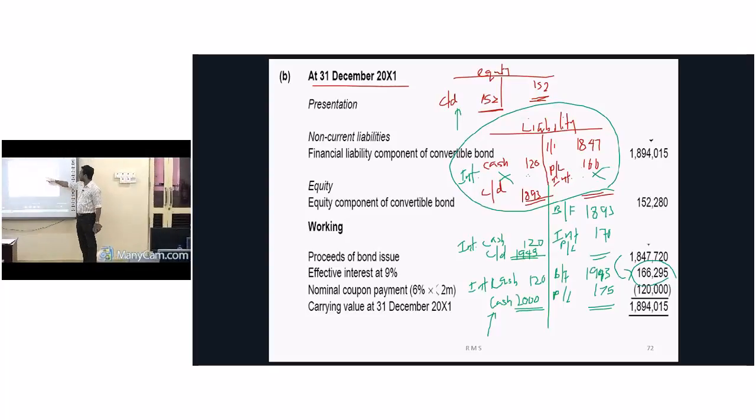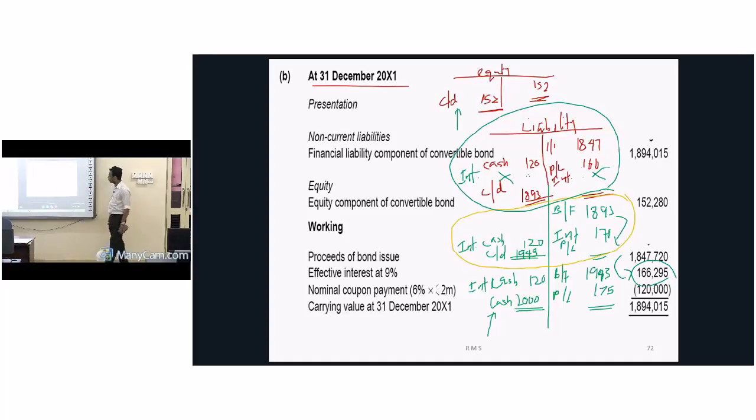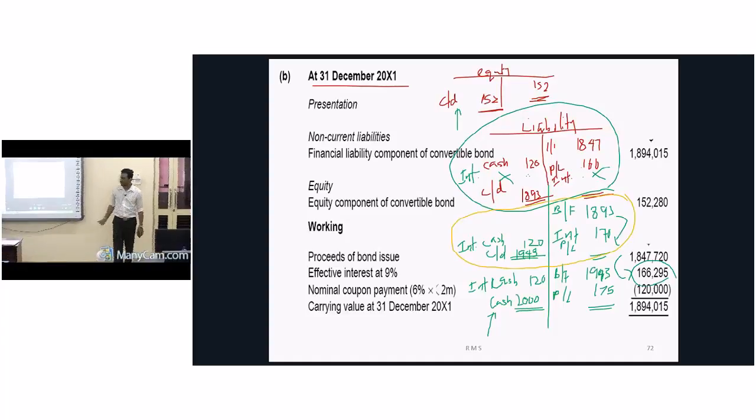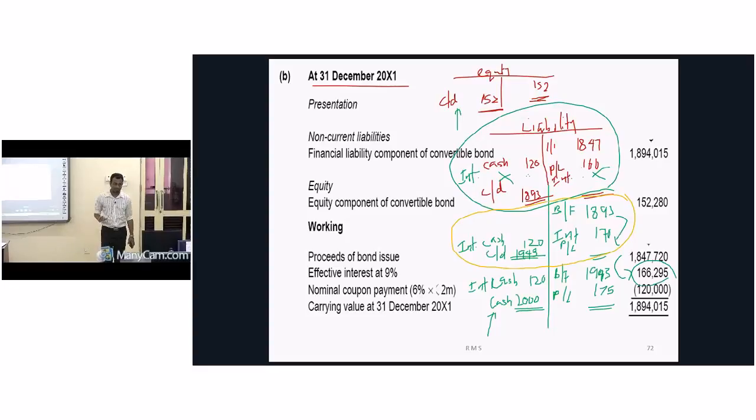Then we pay cash 120. At the end of year one, your liability will be 1893. To 1893, you have to add 9% for year 2. Look, this is year 2. Interest will be 170, cash pay 120.